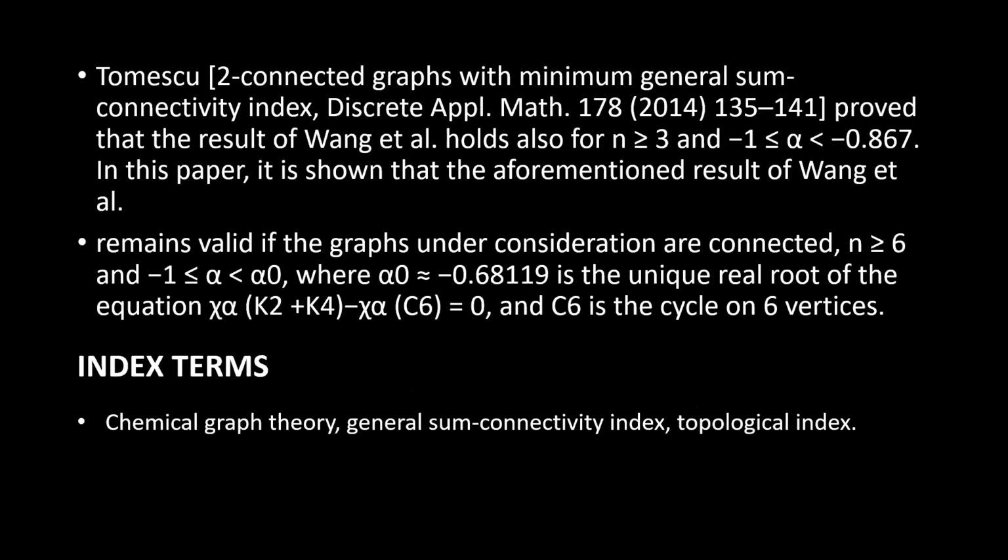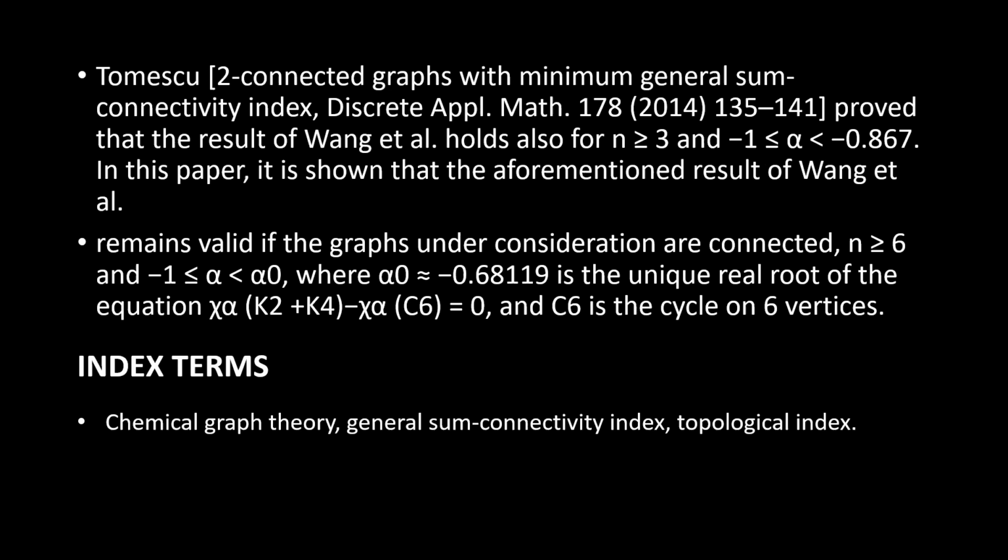Zhou and Trinajstić, Two connected graphs with minimum general sum connectivity index, Discrete Applied Mathematics 178, 2014, 135 to 141, proved that the result of Wang et al. holds also for n greater than or equal to 3 and minus 1 less than or equal to α less than minus 0.867. In this paper, it is shown that the aforementioned result of Wang et al.